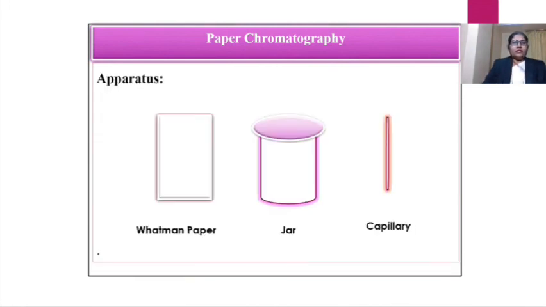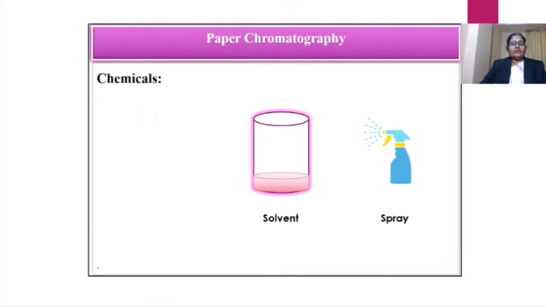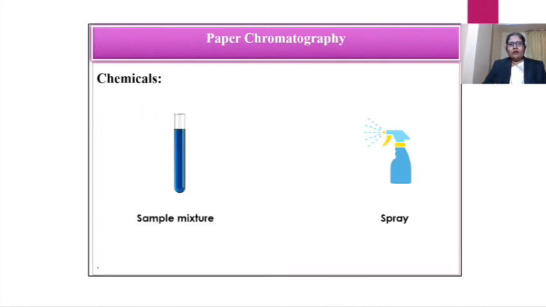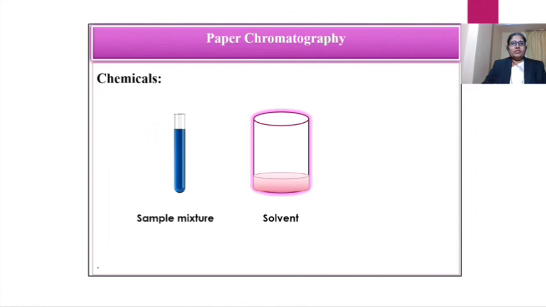So let us see the apparatus required for this experiment. The apparatus required are Whatman paper, jar, capillary, etc. And chemicals required are sample mixture, solvent and spray to spray the spots.